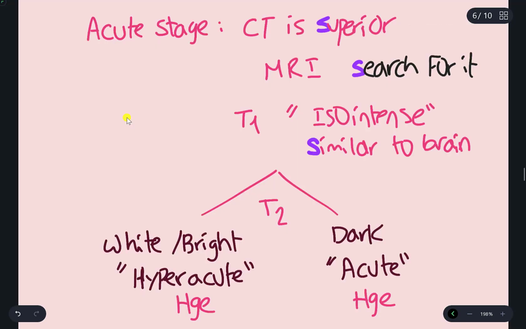Now let's come to the acute stage. As I mentioned before, CT is superior in the diagnosis of acute or hyperacute hematoma. In MRI you have to search for it because it is an iso-intense, which is similar signal to the brain in T1. And T2, if it is a white or bright, this is an hyperacute hematoma. And if it is a dark or hypo-intense, this is an acute hematoma.